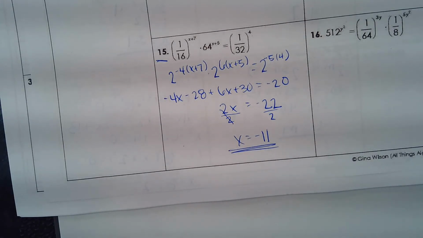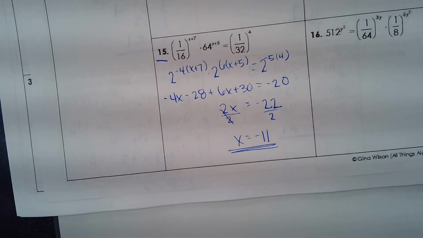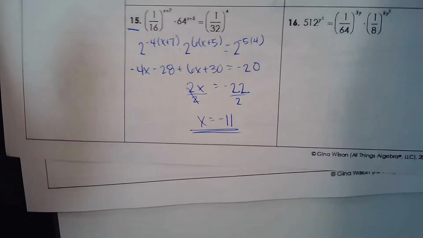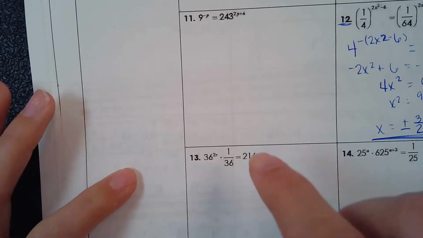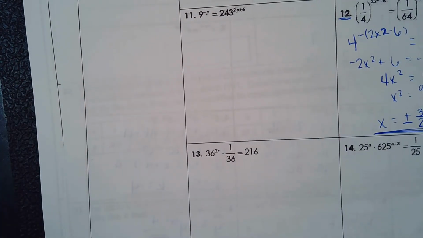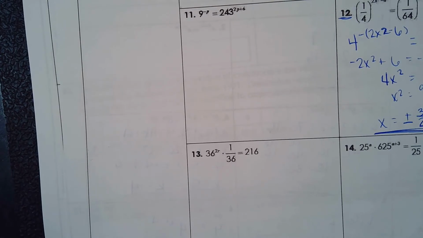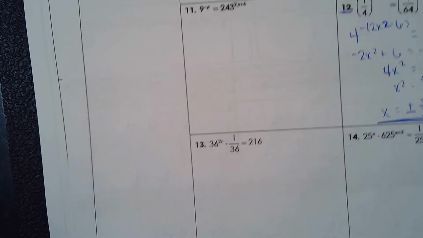Do we have questions on anything? Do we want to do any more? 13? All right. Yeah, this is a good one. So it would be awesome if we could do like 36 to some power and get 216, right? So what is 36 squared? Somebody check that real quick. Yep, so that's not going to work, right? So what can we try instead?